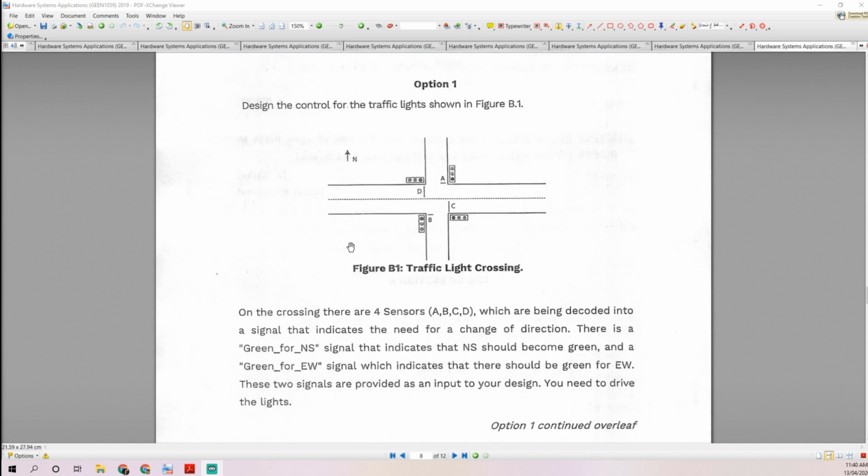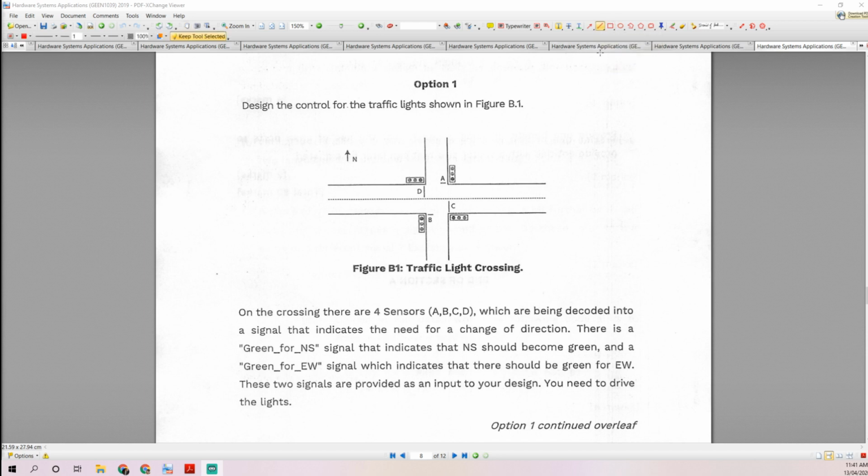Now in option 1, we see one of these traffic light questions which we have seen before. However, it's good to note that this question comes up a lot. You'd see it appearing in a lot of the past papers, but there are variations in these questions. So let's read the situation and see if we can make some sense of this. It says, on the crossing, there are 4 sensors, A, B, C, and D, which are being decoded into a signal that indicates the need for a change of direction.